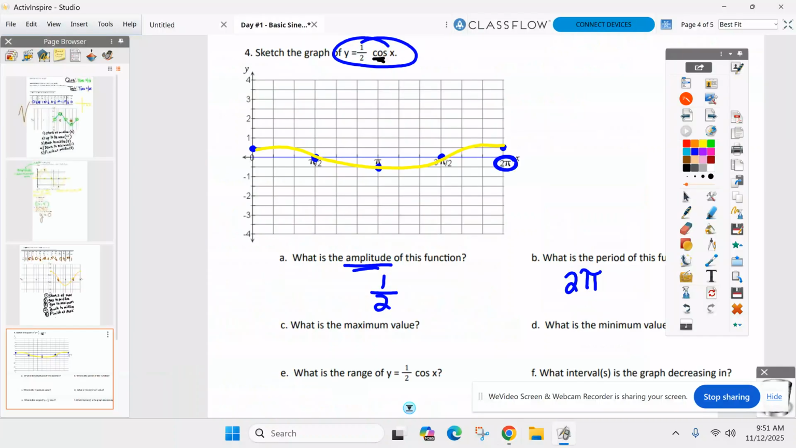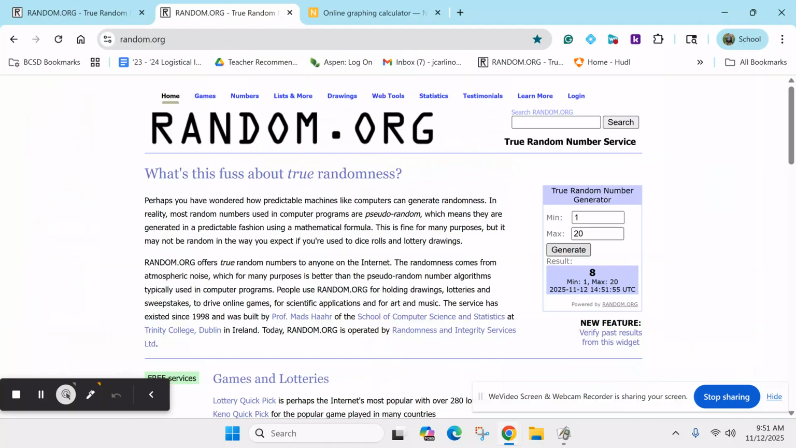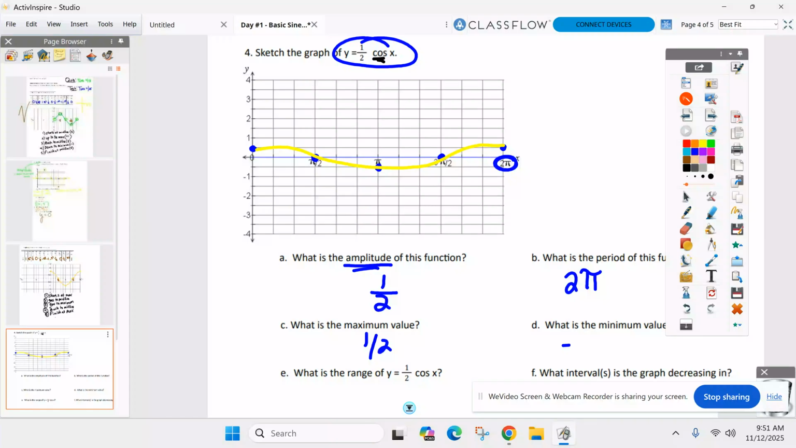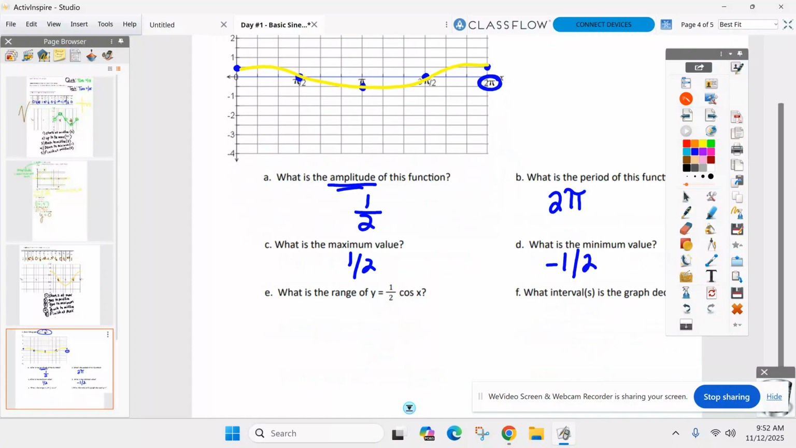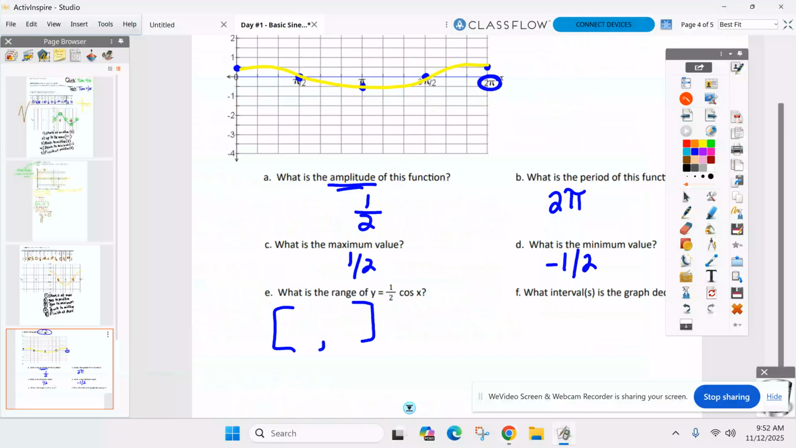Gabriella, what's the maximum of this one? 1/2, good. And what's the minimum of this graph? Brady? Negative 1/2. I asked that because now I want you guys to write the range. What's the range for this curve? Range gets brackets always. What are you going to put in those brackets now for your y values, the range? Brady, back to you. Negative 1/2, 1/2. Good.